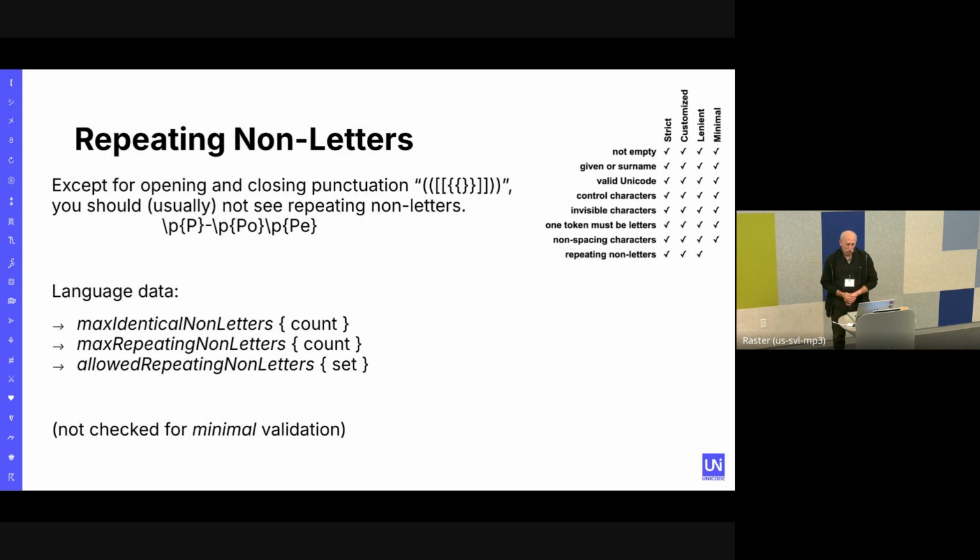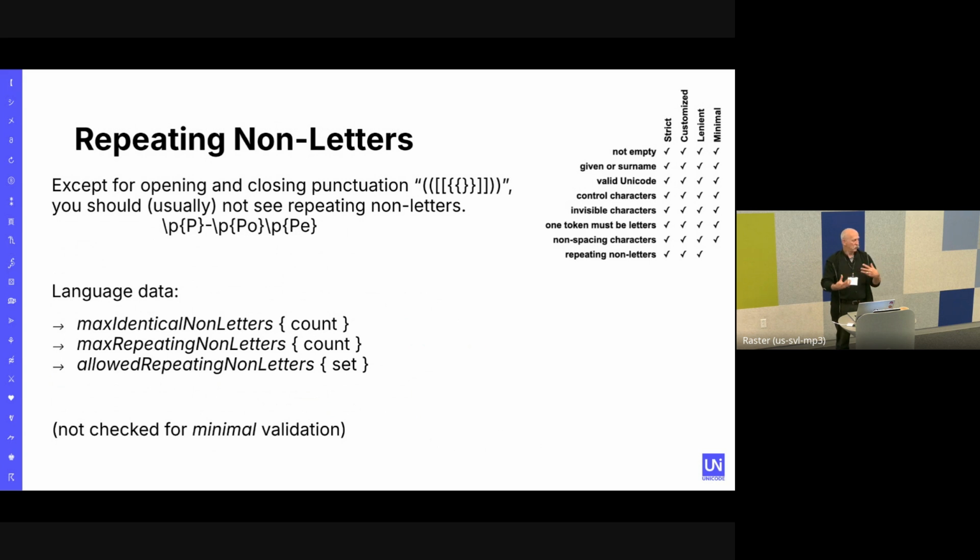Then you have non-letters. When non-letters repeat, there are some cases where that makes sense. One example is nested brackets. If you need to have something with nested brackets, we don't know why you want multiple parentheses, but it's legal formatting. However, you should not see repeating characters, and we'll take a look at that.